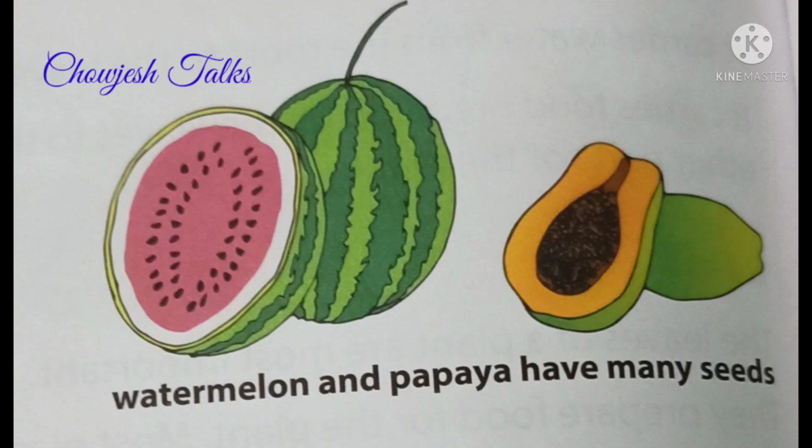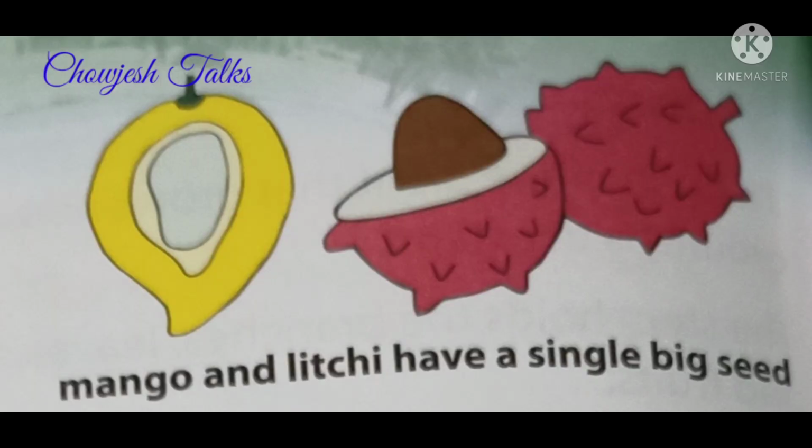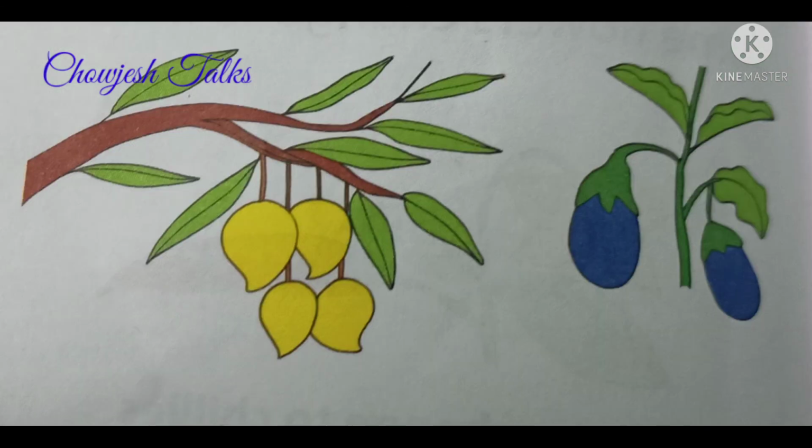Seeds. Watermelon and papaya have many seeds. Mango and lychee have a single big seed. Plants are useful. Plants are very useful to us. We get fruits and vegetables from plants. Fruits and vegetables keep us healthy.